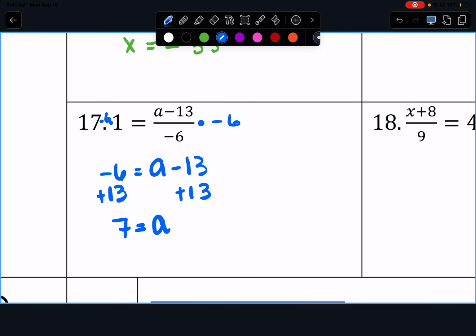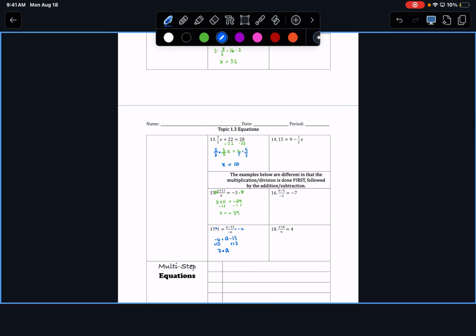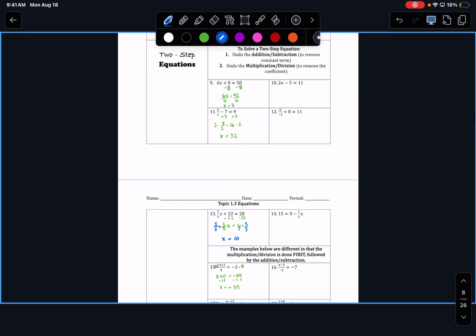So what I want y'all to do with the rest of class is I want you to finish the even two-step equation questions. So 10, 12, 14, 16, and 18. And I will put the answer here so you can check your answer. If you have questions, I want you to ask me.